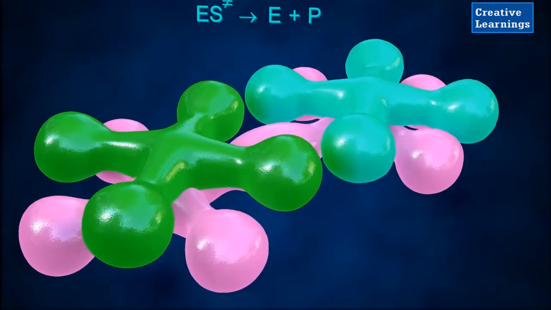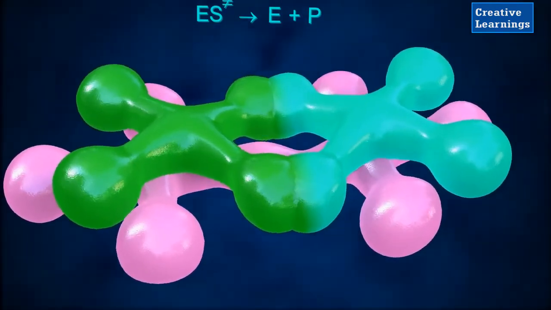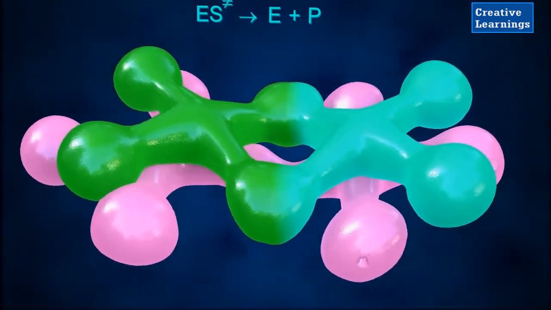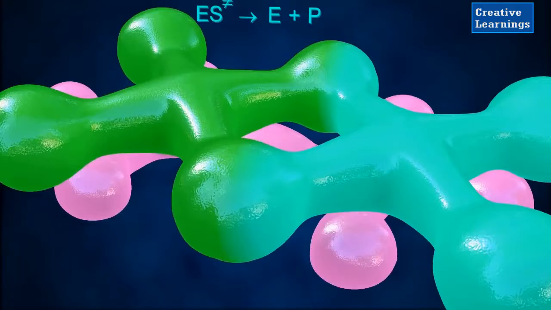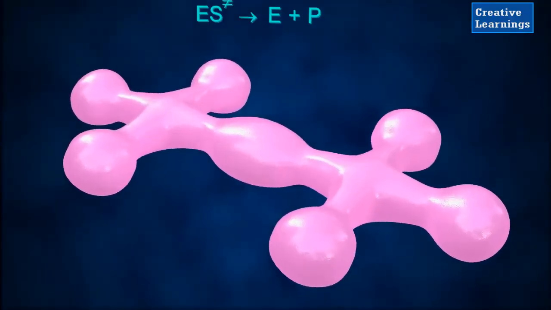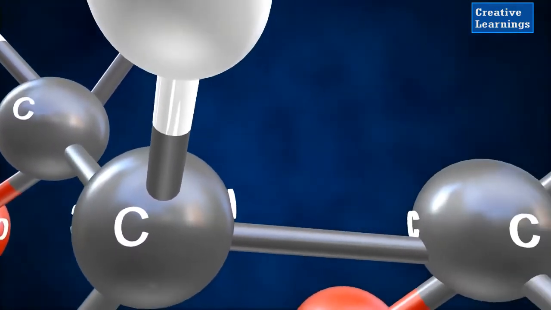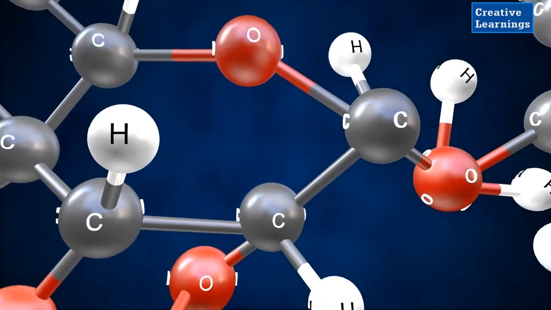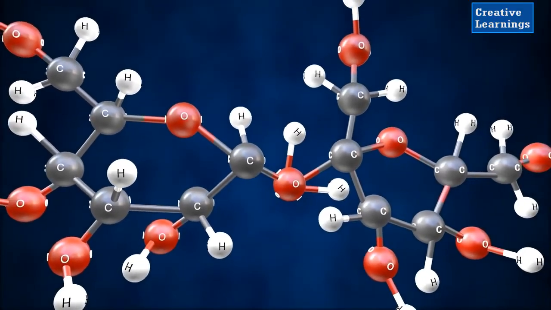The binding of the substrate to the enzyme causes a change in the chemical bonds of the substrate and ultimately causes the reactions that lead to the formation of products. The products are released from the enzyme surface to regenerate the enzyme for another reaction cycle. Let us understand the mechanism of enzyme action more extensively by taking the example of hydrolysis of sucrose.